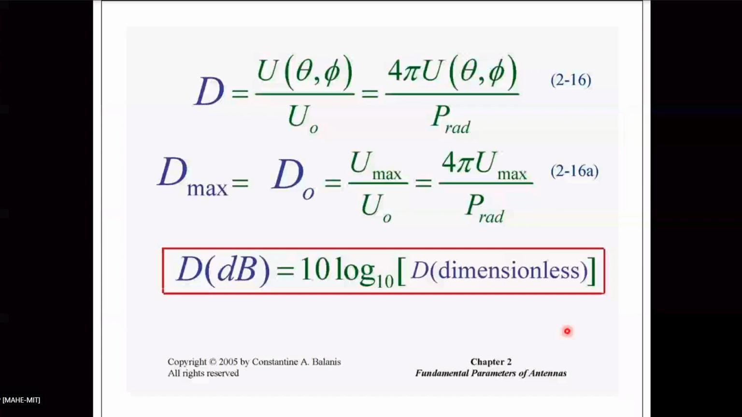If the direction is not specified, the direction of maximum radiation is implied. So there you have to find out D max. What is that? D max is nothing but D naught.